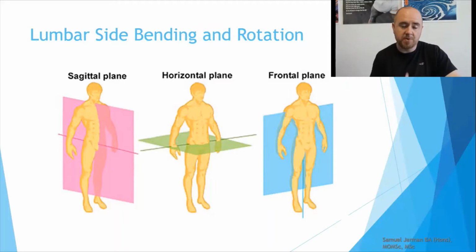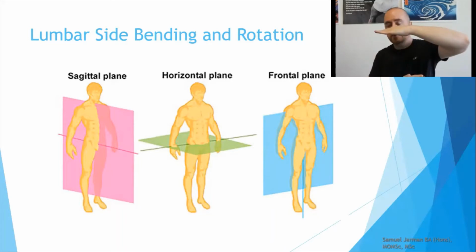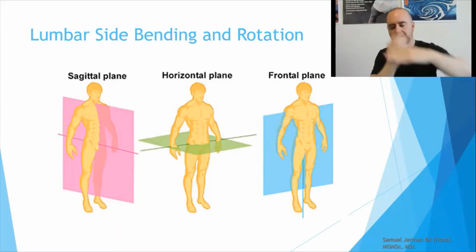So the movement that we're talking about here, lumbar side bending and rotation, is going to be both in the horizontal or transverse plane for rotation, and in the frontal plane with respect to side bending.